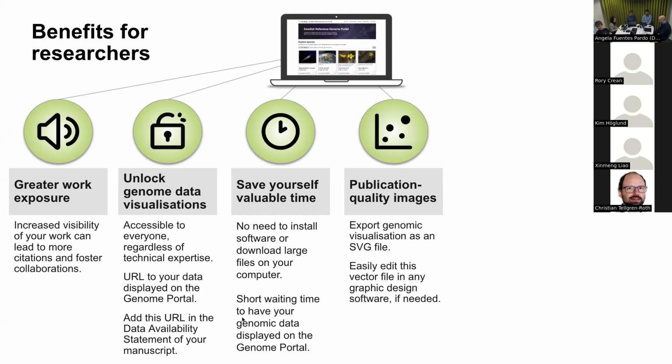Another nice feature about using JBrowse 2 is that you can export a publication quality image. You have the capacity to go to a genomic region of interest, and then you can export that view as an SVG file. This means that it's a vector file that you can easily edit in any graphic design software if you need, but that's one of the perks that come with this software.